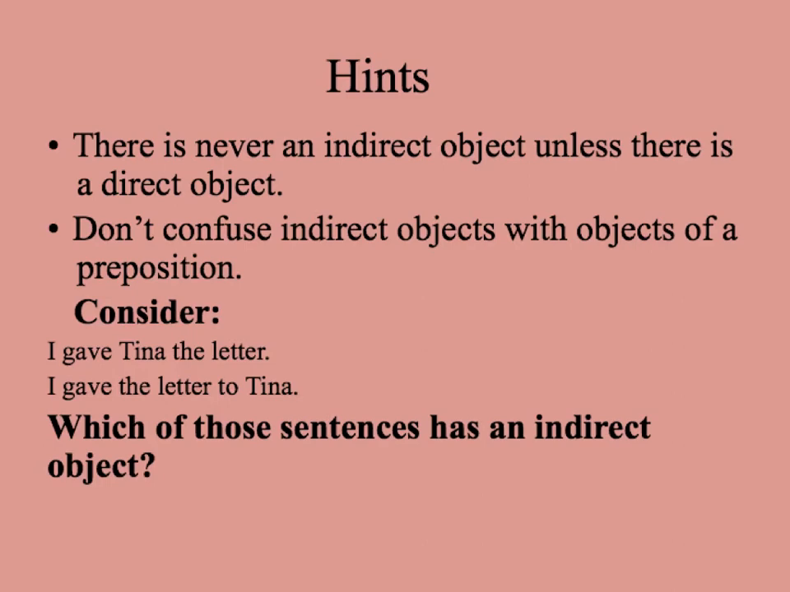Some things to remember. You will never have an indirect object unless there is a direct object. Don't confuse indirect objects with objects of a preposition. Let's look at these two sentences. Which of them has an indirect object? I gave Tina the letter. I gave the letter to Tina. Gave is our verb. Gave what? The letter. To whom? Tina. This sentence has an indirect object.